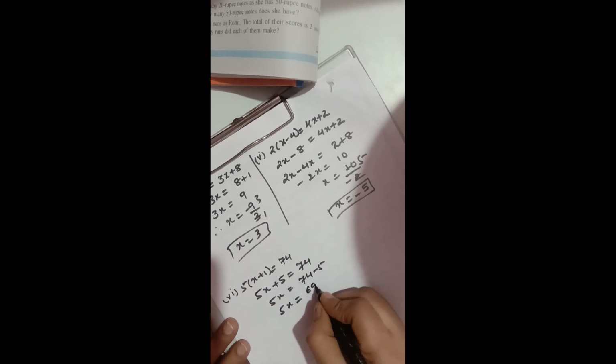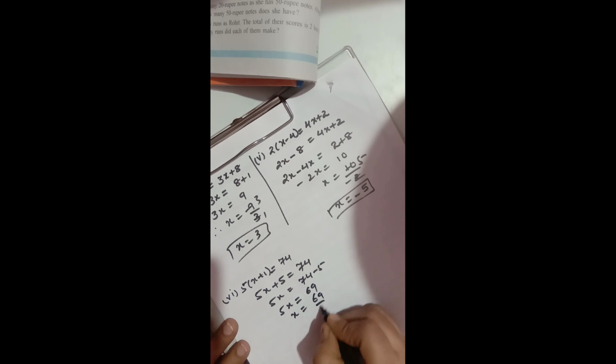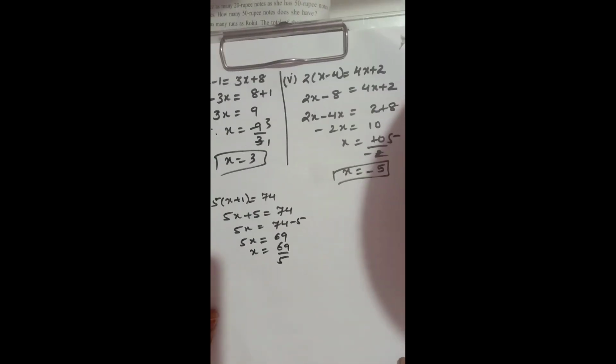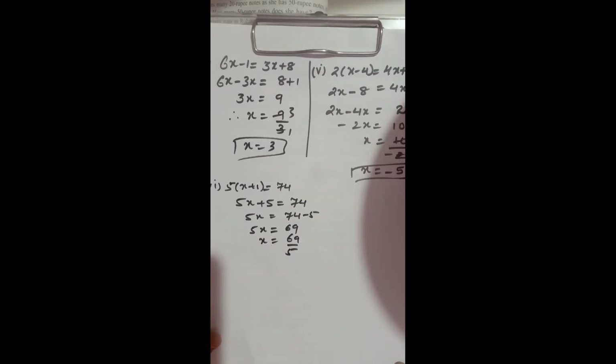So 5x is equal to 74 minus 5, that becomes what? 69. x is equal to 69 upon 5. Okay, so we will solve up till here only, that is x is equal to 69 upon 5.